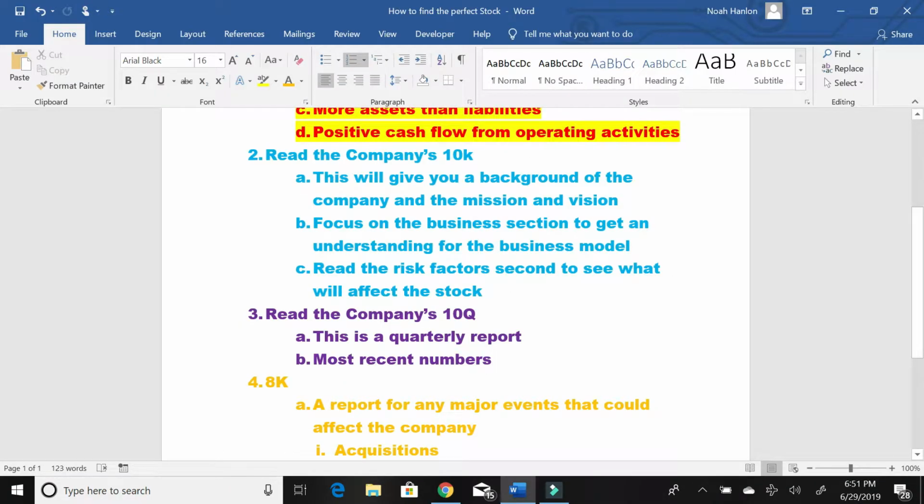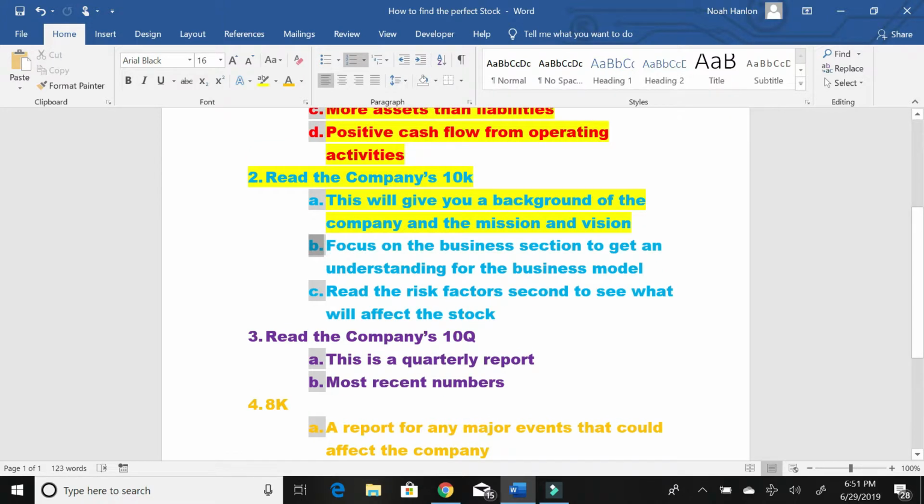And the next thing, which is probably the most important thing that you're going to want to do, is read the company's 10-K. The 10-K will give you a background of the company as well as the mission and vision of the company. For some of these larger companies, the 10-K can be well over 150 to 200 pages long. So I'd first suggest looking at the business section of the 10-K, because this will give you an understanding of the business model of the company and how the company is run.